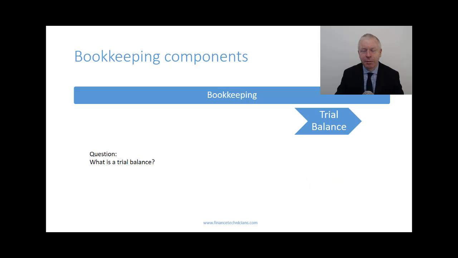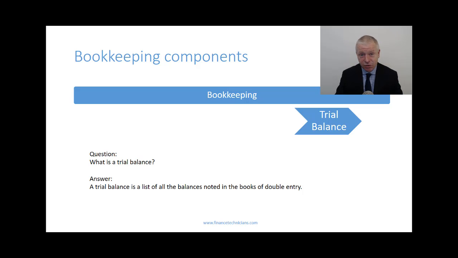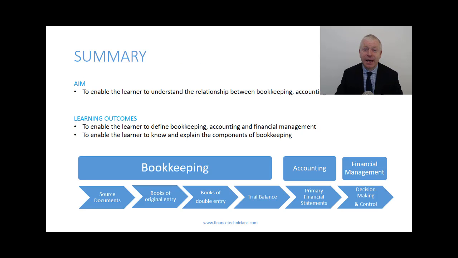So we look at the trial balance, and the question again is, what is a trial balance? And the answer is, a trial balance is a list of all the balances noted in the books of double entry. So in the books of double entry, there may be dozens, hundreds, thousands, or even millions of transactions. And all that would not give us much of a picture unless we could summarize it in some way. And that's what the trial balance does for us. And as we progress through the syllabus, you'll be asked to get the information from source documents and record it up to the trial balance. So you'll see exactly where this process begins and ends.